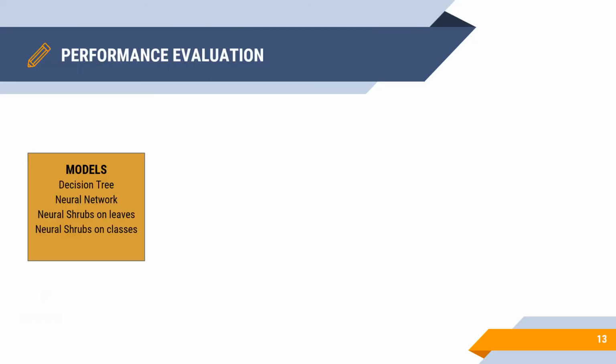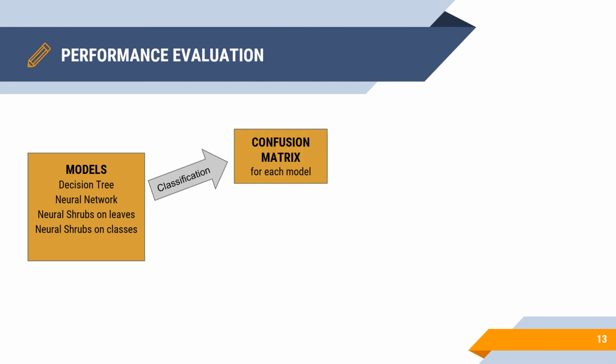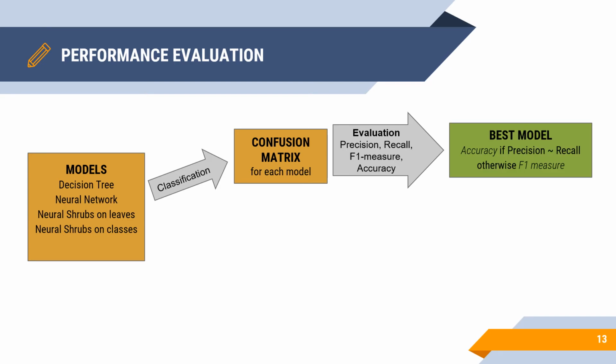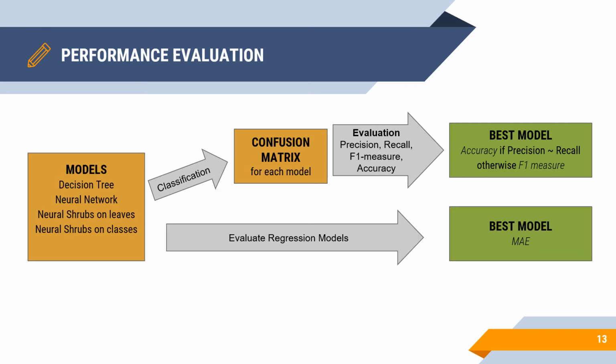To evaluate the models, we built 4 models for each dataset. If it was a classification dataset, we built a confusion matrix for each model. We evaluated the models using precision, recall, F1 measure, and accuracy. If the precision and recall were similar, we used accuracy to pick the best model. Otherwise, we used F1 measure. For regression datasets, we simply used the mean absolute error to pick the best model.